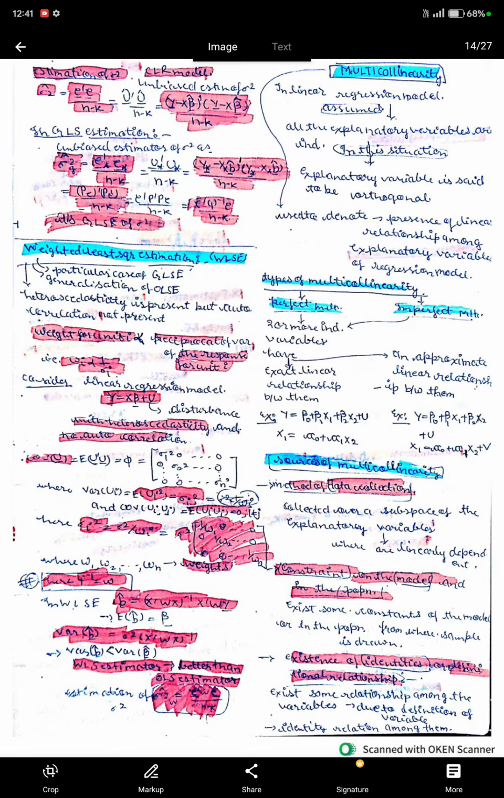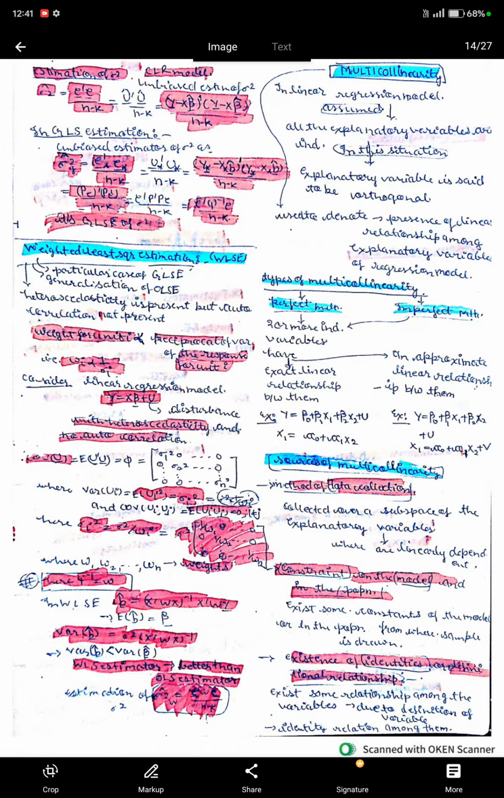Sources of multicollinearity. Method of data collection: data collected over a subspace of the explanatory variables, where the explanatory variables are linearly dependent. Constraint on the model or in the population: there exists some constraint in the model or in the population from which the sample is drawn.